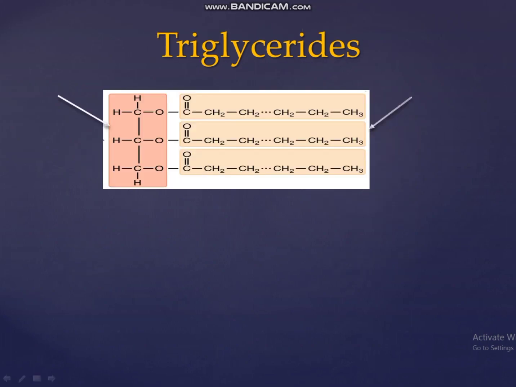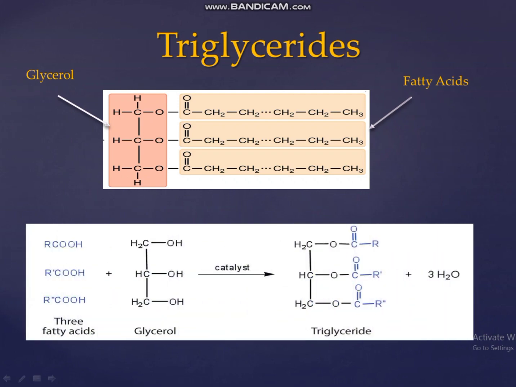At molecular level, triglycerides contain 2 types of molecule, glycerol and fatty acids. To become a triglyceride, 3 separate fatty acids have to bond with a glycerol molecule through the dehydration synthesis process.